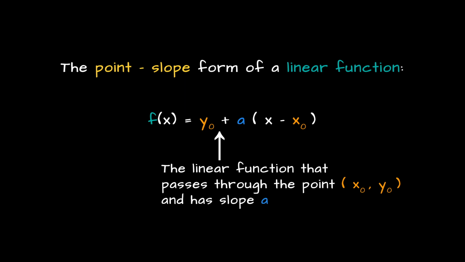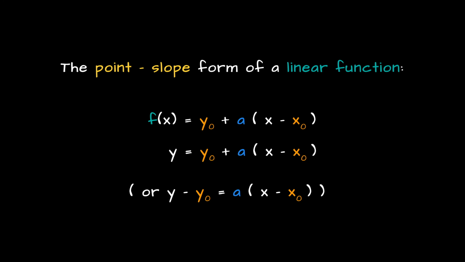So if someone were to ask us to express a linear function that passes through a given point and that has a given slope, we would simply break out the point-slope form for a linear function and substitute in the appropriate values. And as with the slope-intercept form, we could also express this as an equation involving two variables. Or, as many textbooks do, we could express this as y minus y0 equals a times x minus x0, which is also a simple rearrangement of the point-slope form that you'll often see.